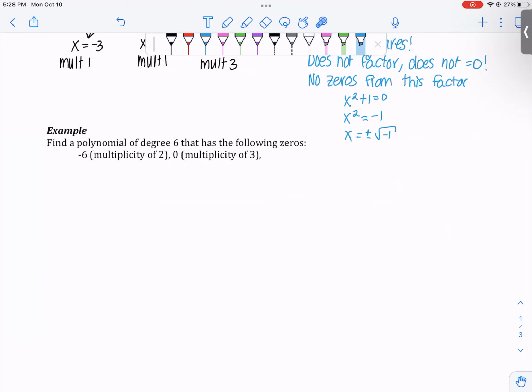Find a polynomial of degree 6 that has the following zeros: negative 6 with a multiplicity of 2, 0 with a multiplicity of 3, and, who knows what, I meant to have another number here. Choose your favorite number. Let's do 4. Now, here's a fun fact. If you add up the multiplicities of all your zeros, it equals the degree of your polynomial.